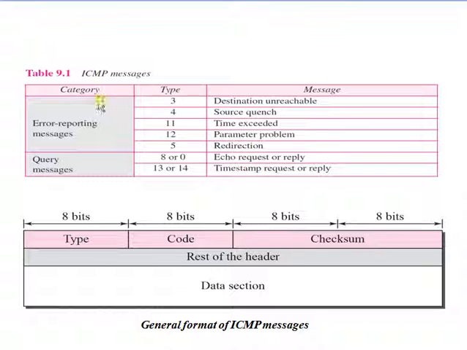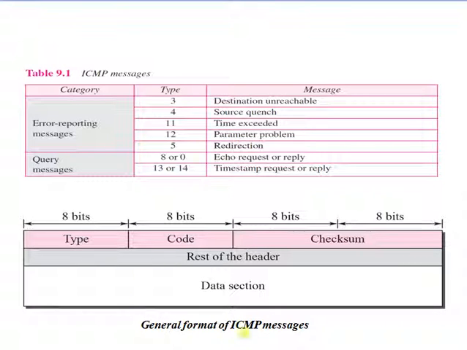Now, this tells about the ICMP messages. Here are the two categories we are dealing with: the error reporting messages and the query messages. The types of error reporting messages are 3, 4, 11, 12, and 5. The 3 stands for destination unreachable, 4 stands for source quench, 11 stands for time exceeded, 12 for parameter problems, and 5 for redirections. In query messages, we are dealing with type 8 or type 0, the echo request or reply. Here, 13 and 14 stand for timestamp request or reply.